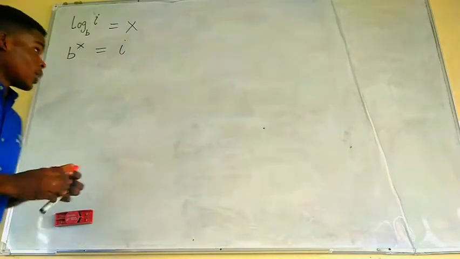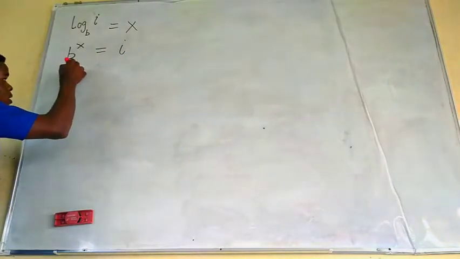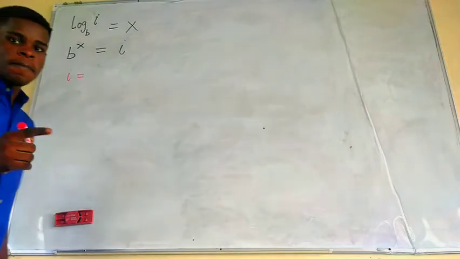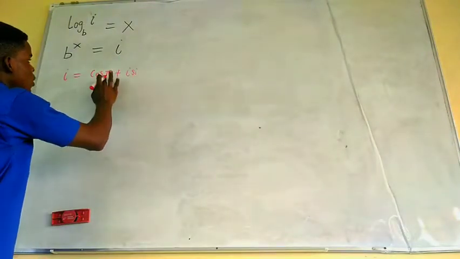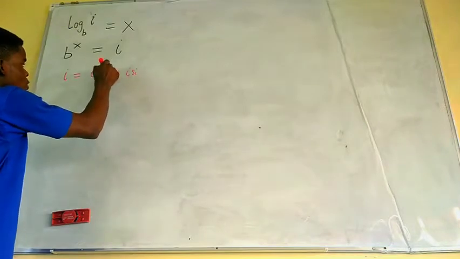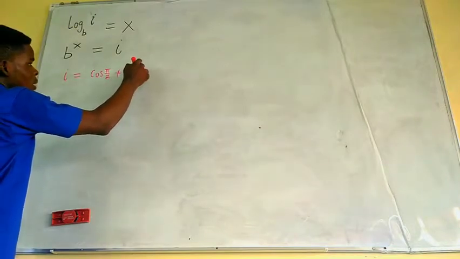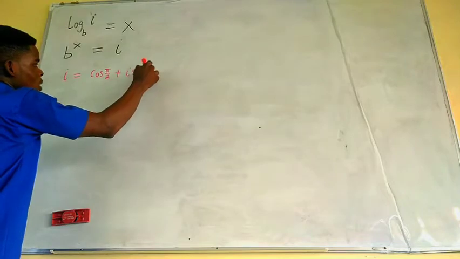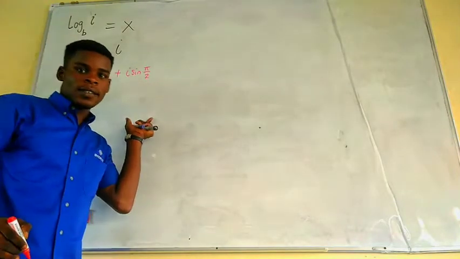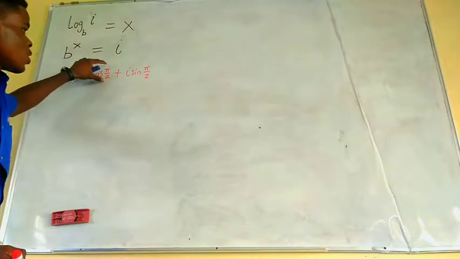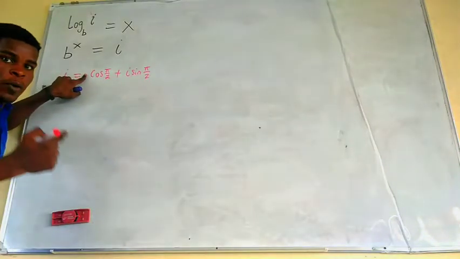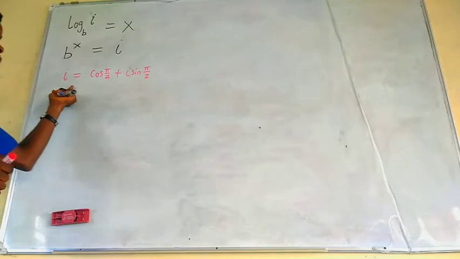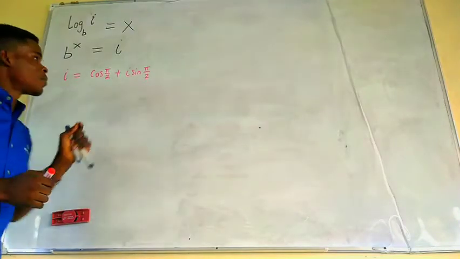Now, I want you to know that i is the same thing as saying cosine pi over 2 plus i sine pi over 2, where the argument right here is just 90 degrees, that's pi over 2, and the modulus is going to be 1. This is how to represent i in polar form.